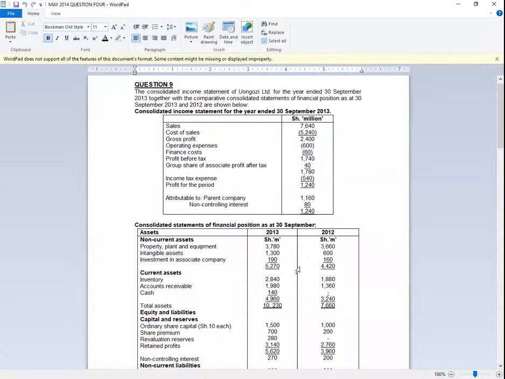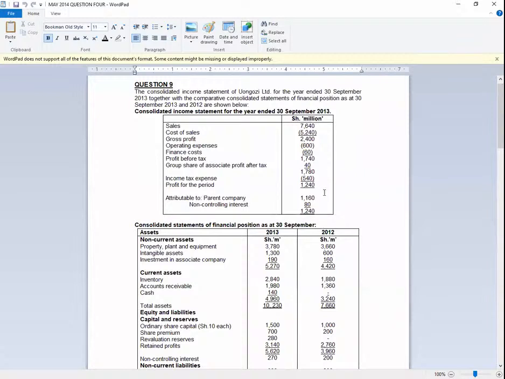So we are told here the consolidated income statement of Uongozi Limited for the year ended 30th September 2013, together with the comparative consolidated statements of financial position as at 30th September 2013 and 2012 are shown below. Remember, for me to be able to do a cash flow statement, you must give me 2 things. You must give me the current year's income statement. I don't need comparatives; I'll only pick the income statement for the current year. Like here, they have given me the consolidated income statement for 1 year alone.